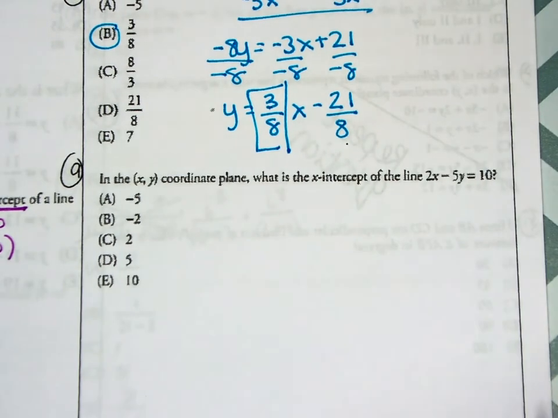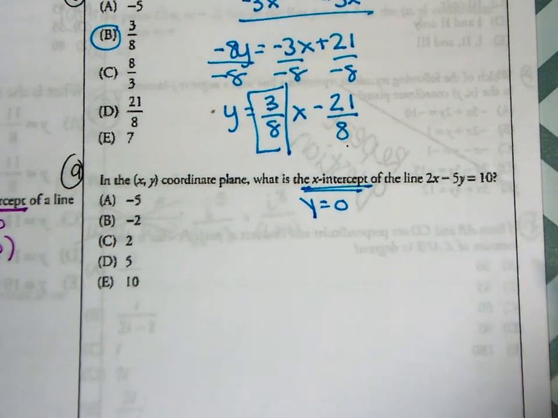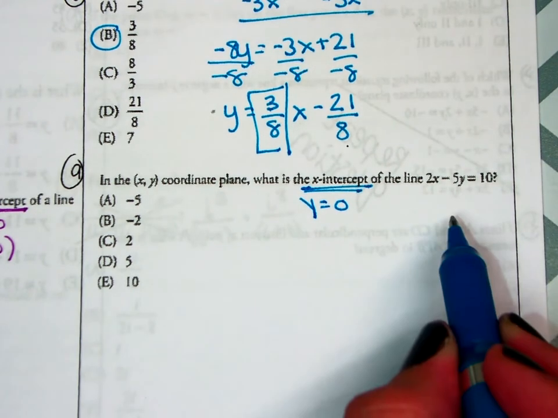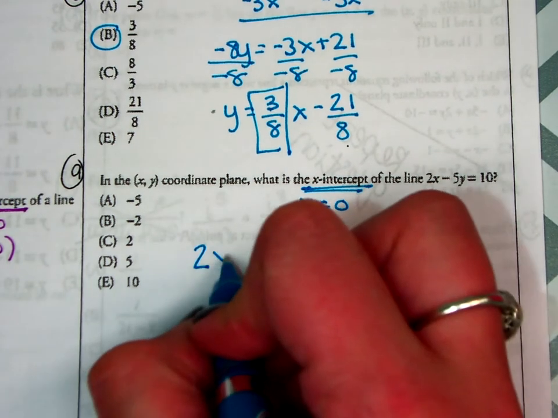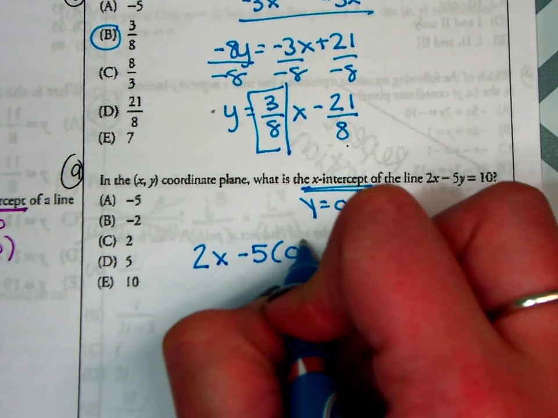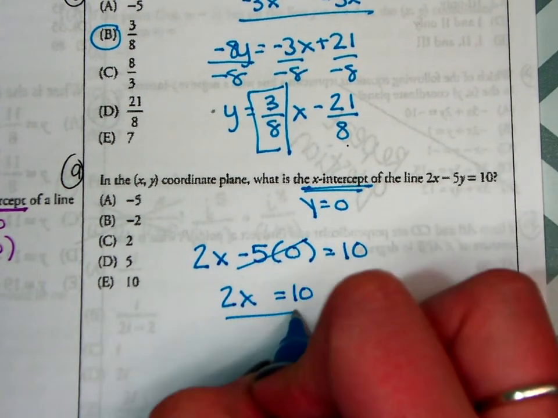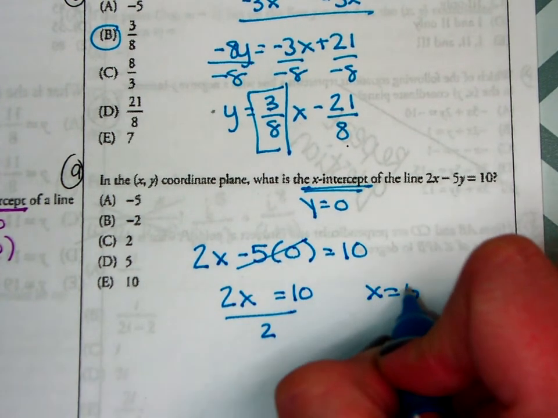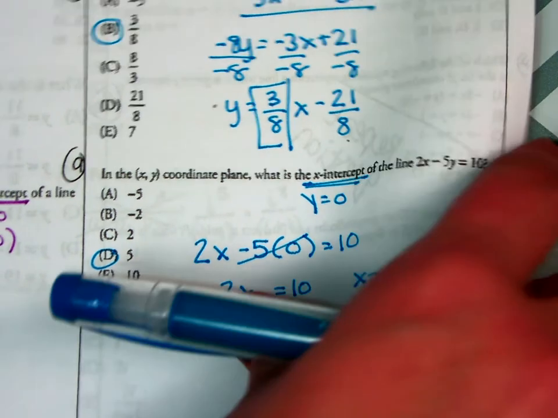Number 9, in the coordinate plane, what is the x-intercept? X-intercept, y is 0. So it gives me the line. This is in standard form. We can still solve for intercepts. So all I'm going to do is take the y value and replace it with 0. So 2x, that cancels. Divide by 2, and x is 5. Remember, x-intercept, y is 0. Y-intercept, x is 0.